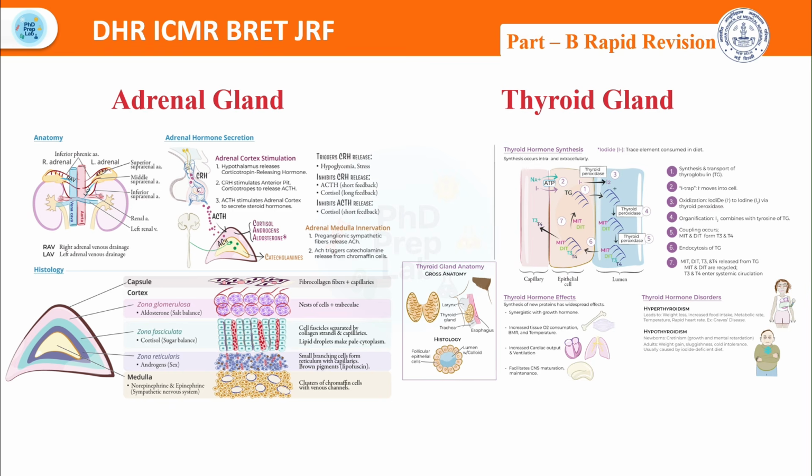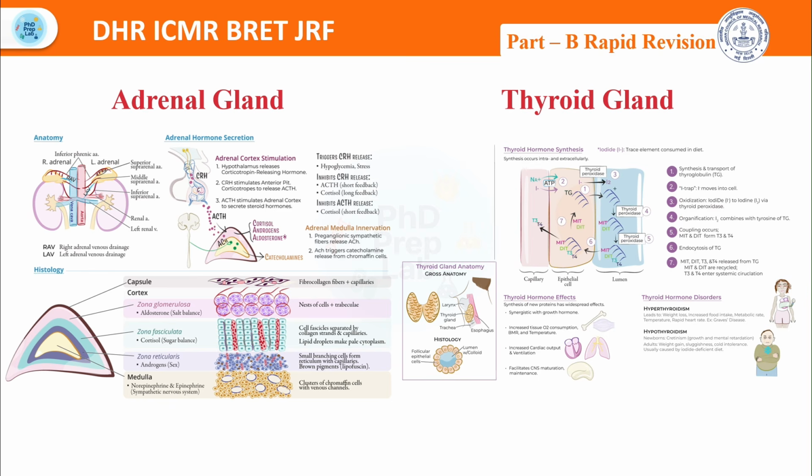Then we have your thyroid gland. The thyroid gland is shaped in the form of a butterfly. It is also an endocrine gland and it is located in the front of the trachea and below the larynx. It regulates the metabolism, growth, and development of the human body.